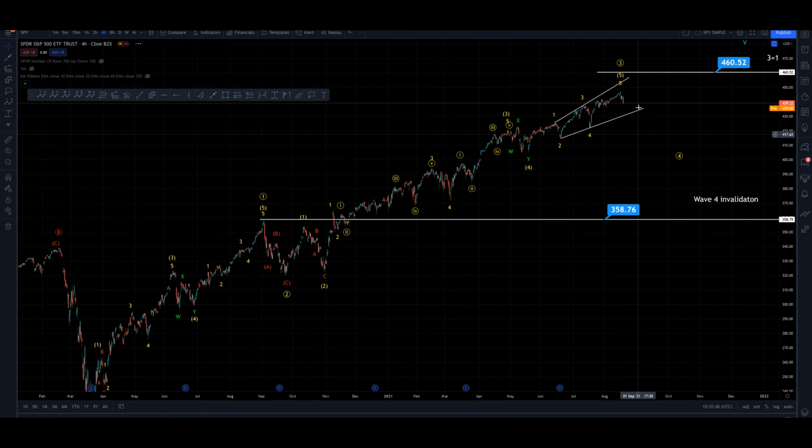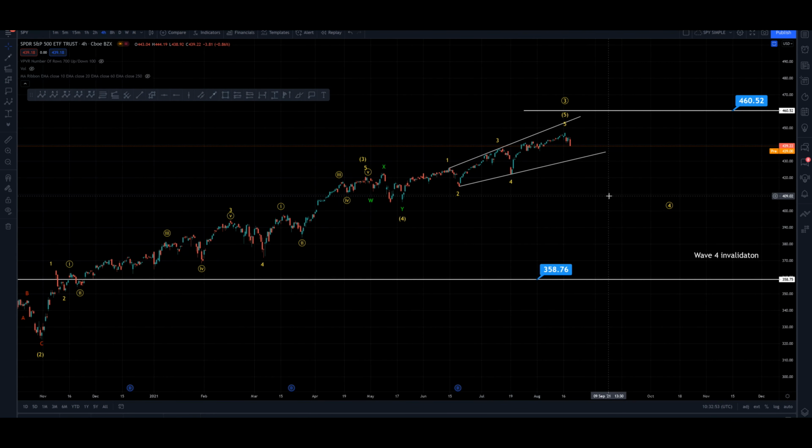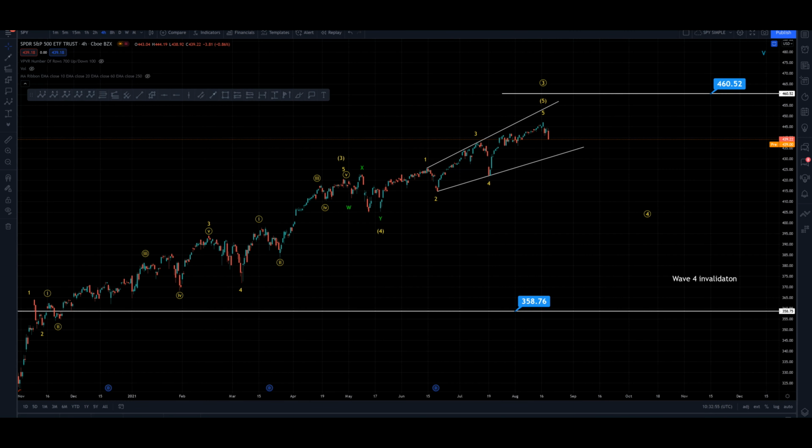So that's the way I see things at the moment. We may have completed an ending diagonal here. We seem to have a completed structure. So now let's throw up some basic technical analysis and see what we can see.